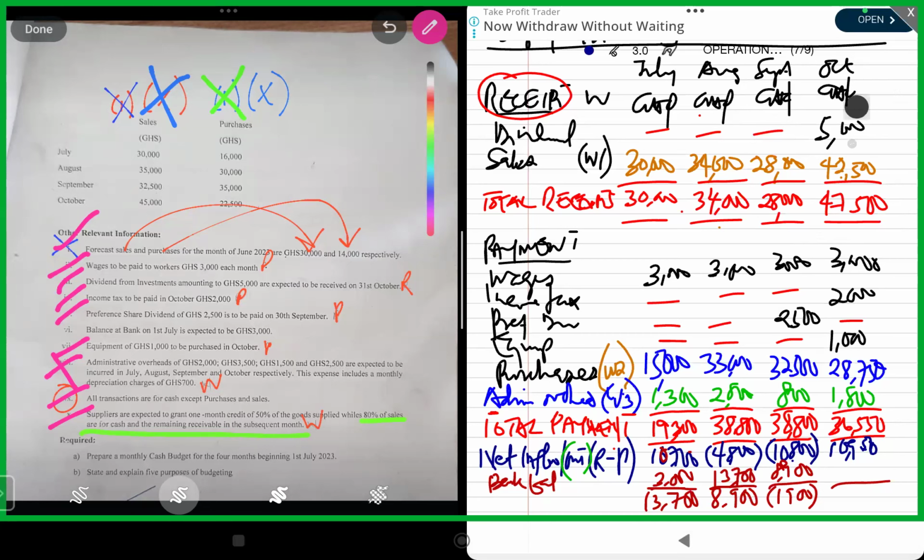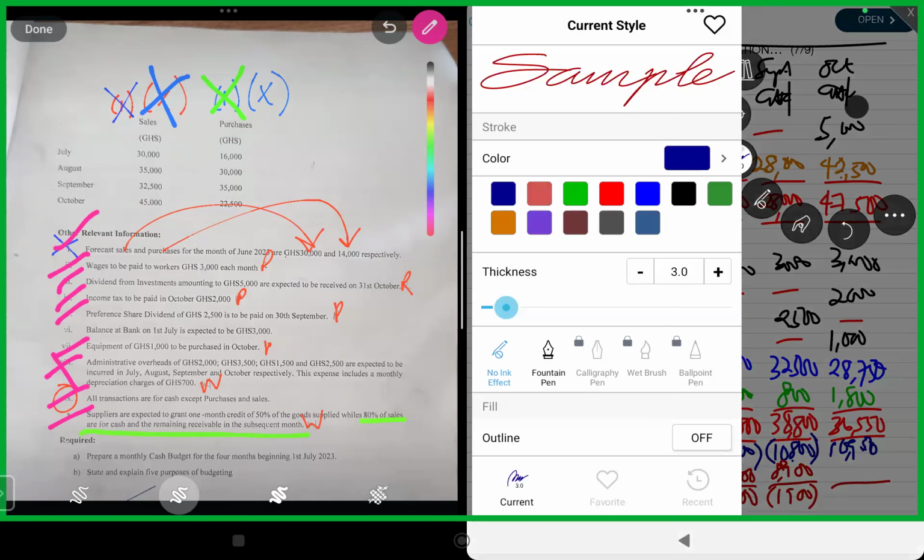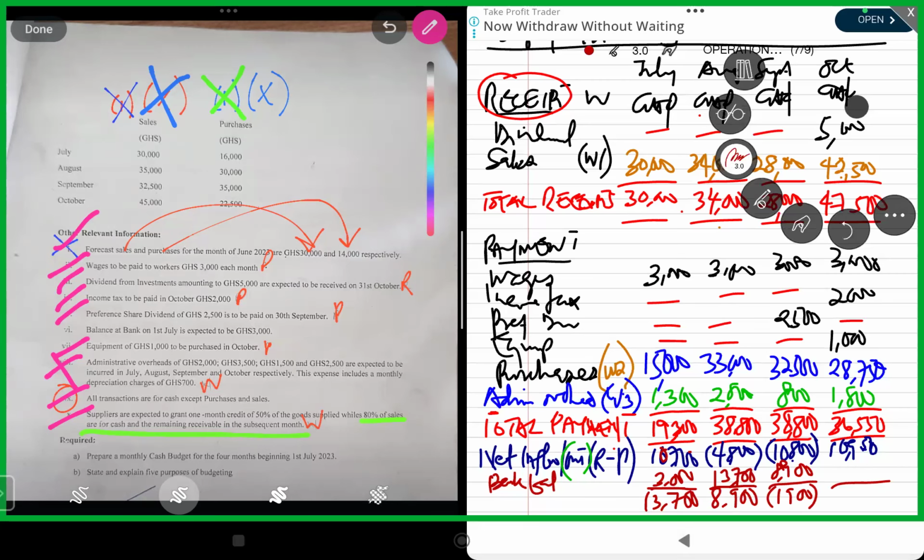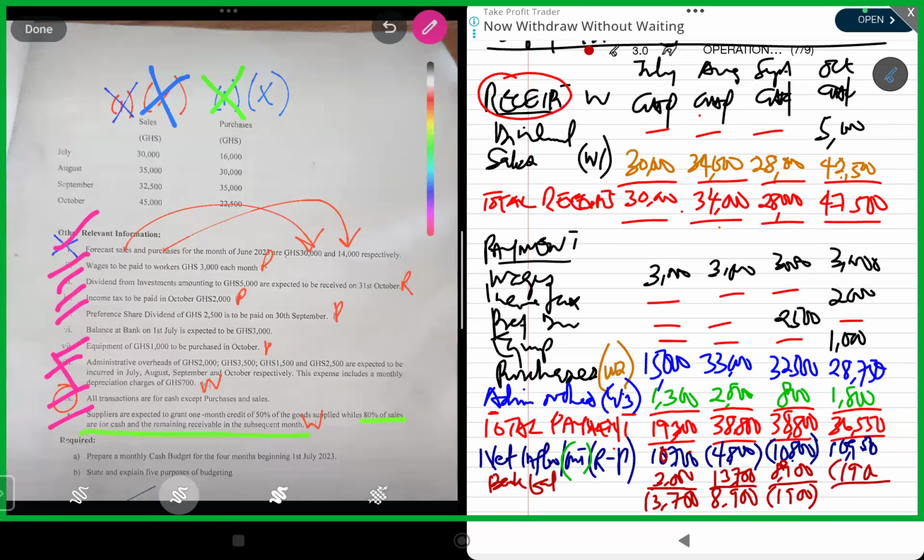Positive. So we'll go on with the closing balance for September, which will become the opening bank balance for October. So what do we have? 1,900. 9,050. 9,050 is the closing balance.